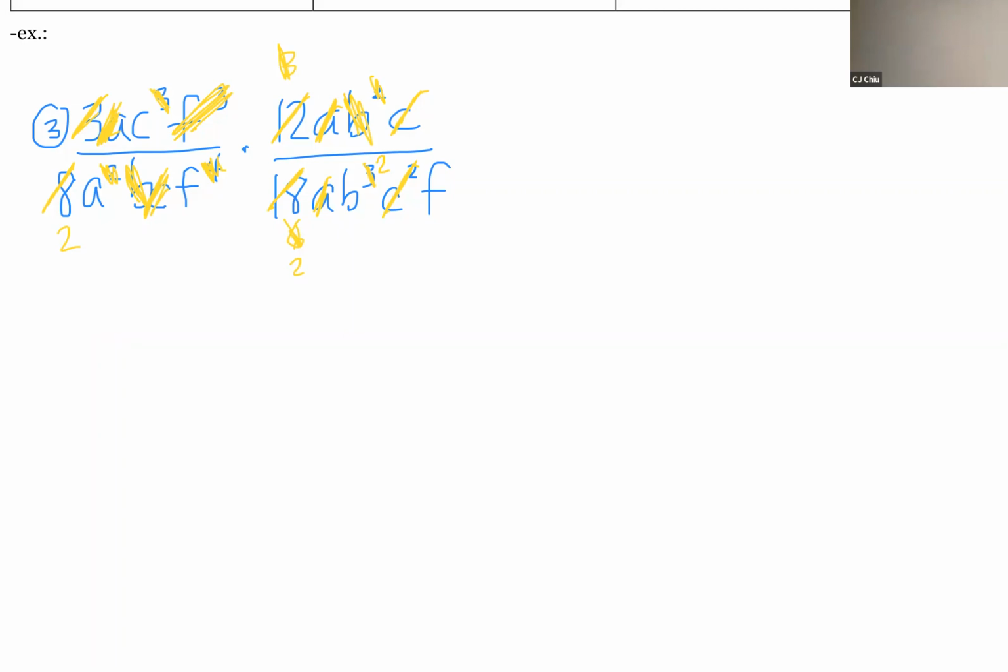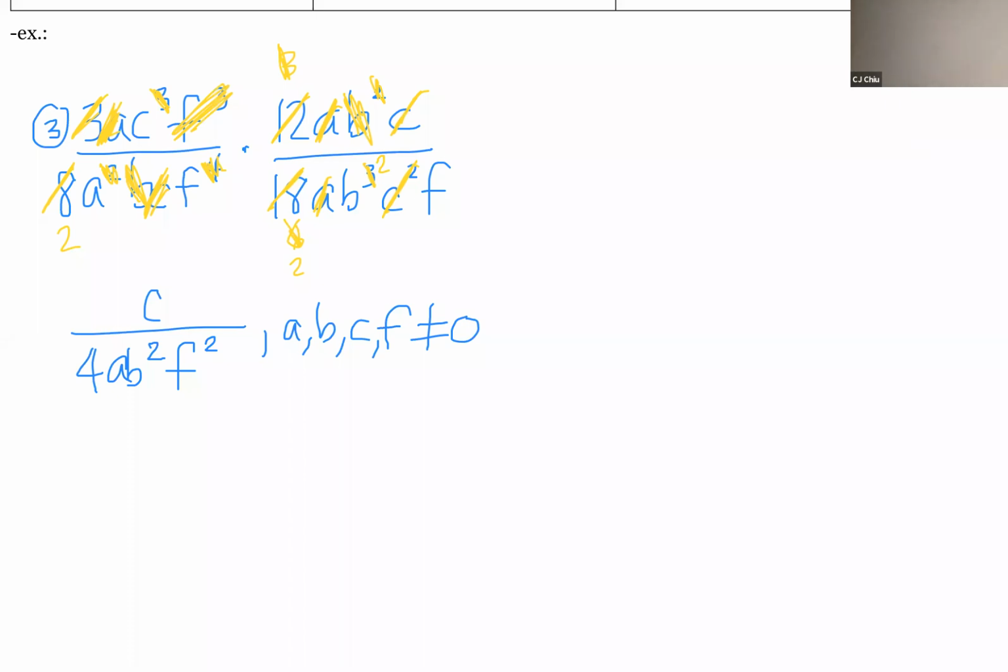So then we get c over 4a b to the second, and then f squared. And then for these, it's easy: a, b, c, f cannot equal 0.